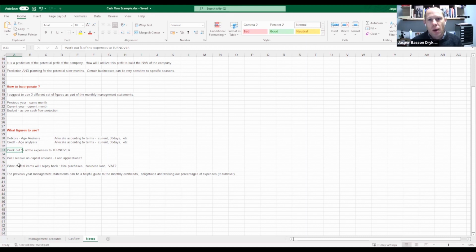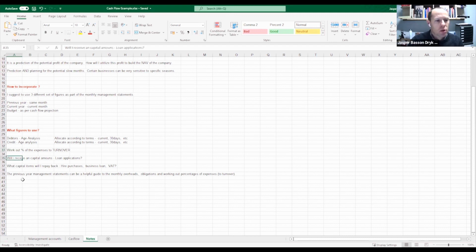And most expenses, even salaries, bank charges, telephone, fuel, advertising, are generally linked to your turnover. Because the higher the turnover, the higher the potential that you employ more people and have more expenses, more cash is banked, so your bank charges would be more, all those kinds of things.